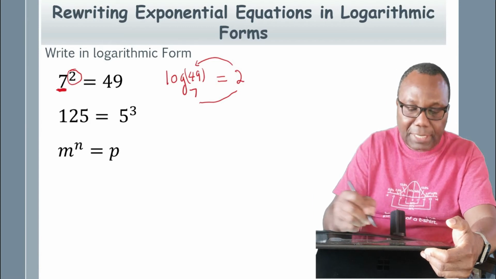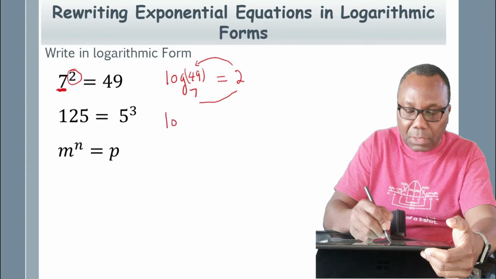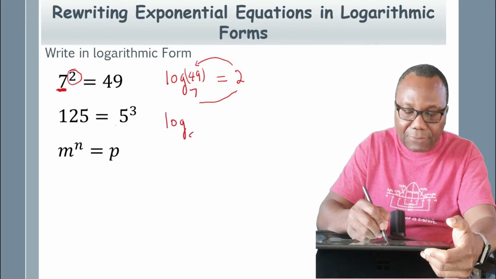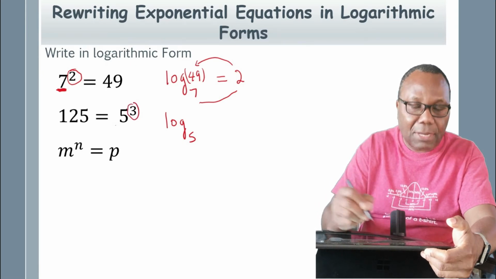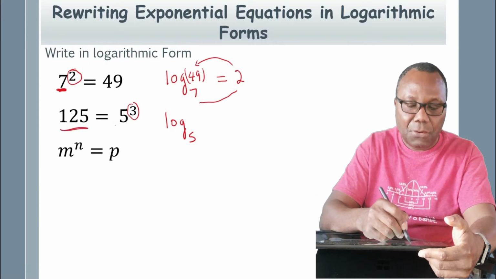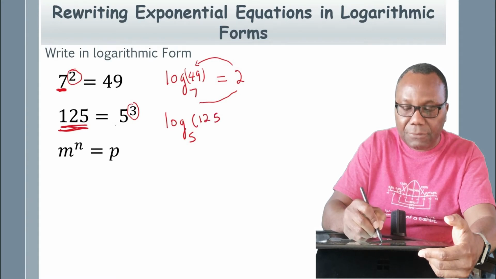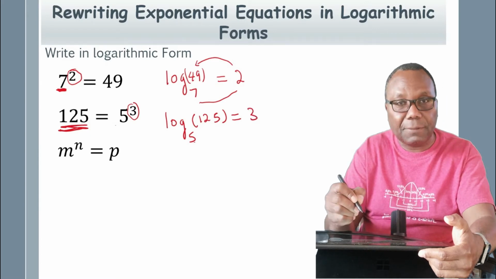All right, let's look at the next one. What is the base here? We know we're going to go with log. What is the base? Of course, you know the base is 5. And we're going to be getting our answer equals 3. That's the exponent. And now we know that we are going to take the logarithm of 125 with a base of 5, and our answer should be 3.